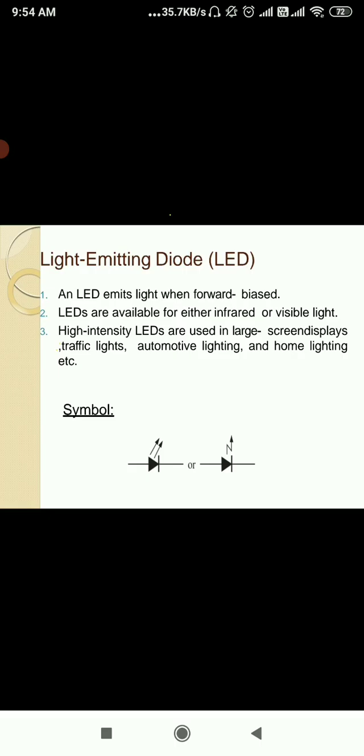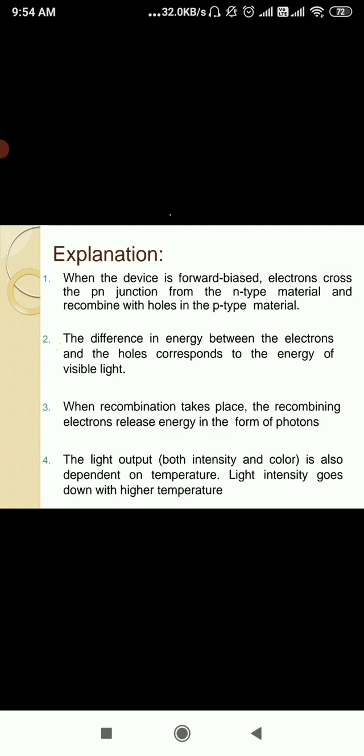If you see the number of colors you will get for LED, but these are the most common: red, green, yellow and orange. And the symbol for LED, it's like this. You can draw it in two ways. After that, we are supposed to see its principle of operation. It means what? How it works.